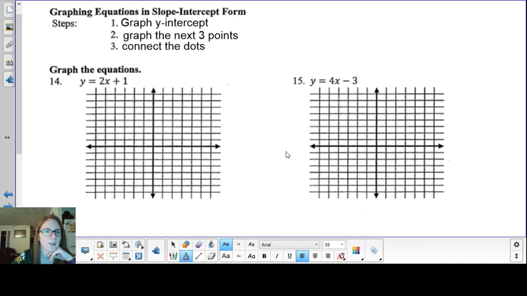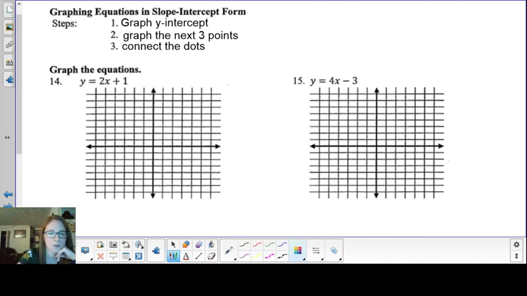So let's take a look at number 14. First steps first is we're going to graph the intercept. The intercept is a number all by itself, which is 1. So I'm going to start at 0 and I'm going to go up 1.